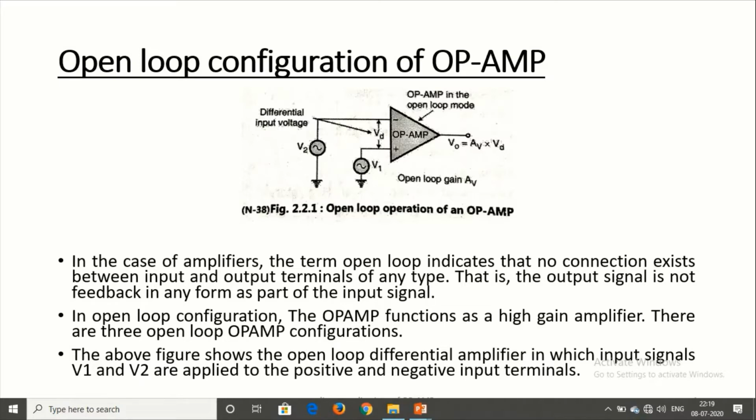So the output voltage is not proportional to the differential input voltage. It mainly depends on the open loop gain. It is therefore not possible to use open loop configuration for linear amplification. Because its gain is very high, it is not useful in amplification applications.